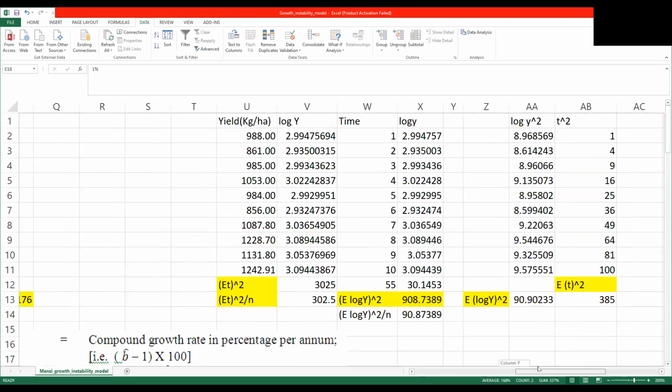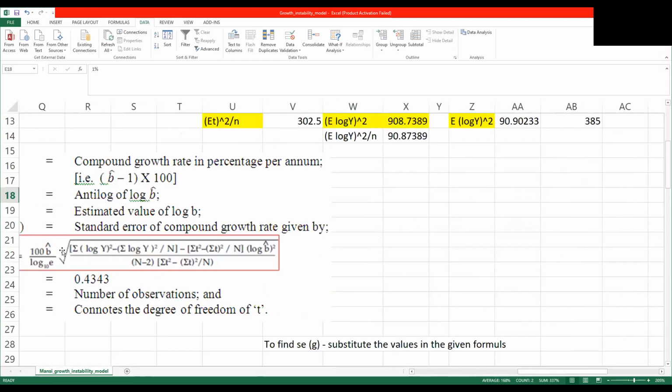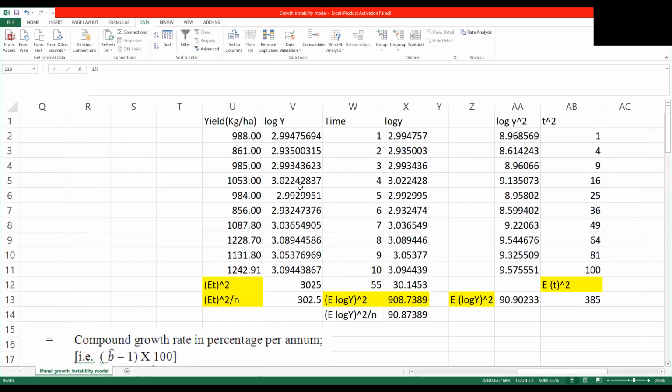Simply, we have to use the formula. The formula is given to you. In the formula, you just have to estimate the values and incorporate them. That's it. The yield is given to you, and we also know time. Time is 10 periods. Then we know log y, then log y squared, and the summation of log y. And this is t squared.